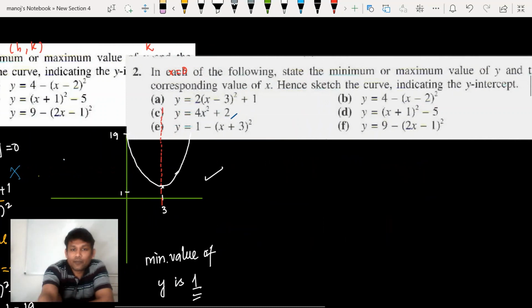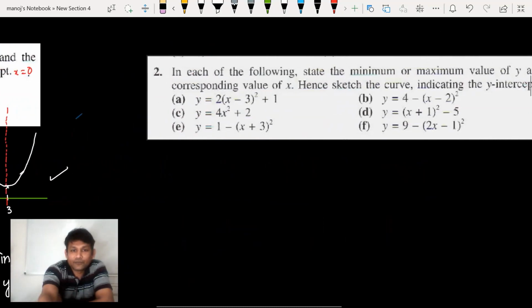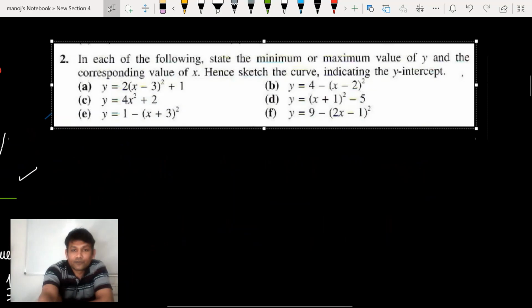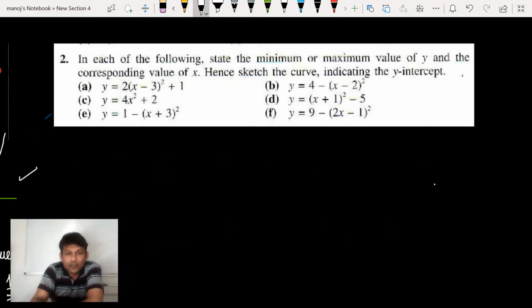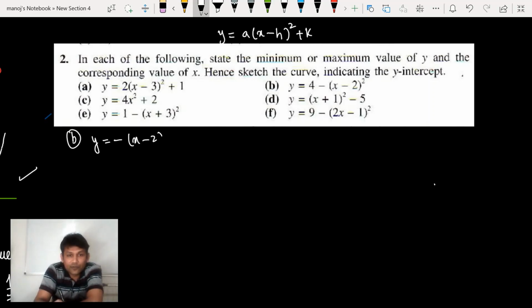Okay, part B is about negative value. Okay, let's see. Part B. In B, I have to write this form: y equals a(x minus h) whole square plus k. This is the complete square form, so that will become minus (x minus 2) whole square plus 4. I have arranged this 4. So a is minus 1, less than 0, means negative. It means that the value of y will be maximum. Your curve will be like this. Okay, first thing we have decided.